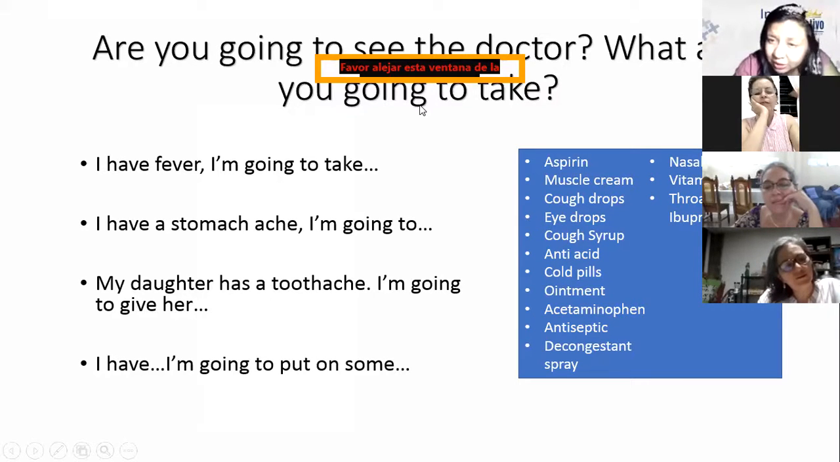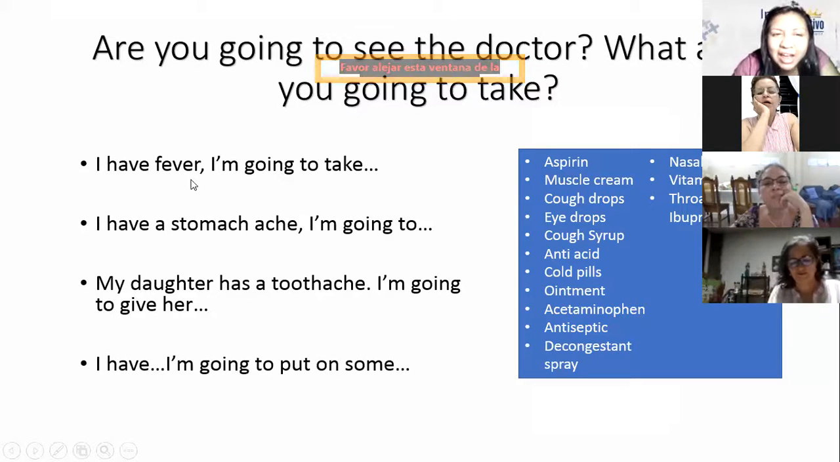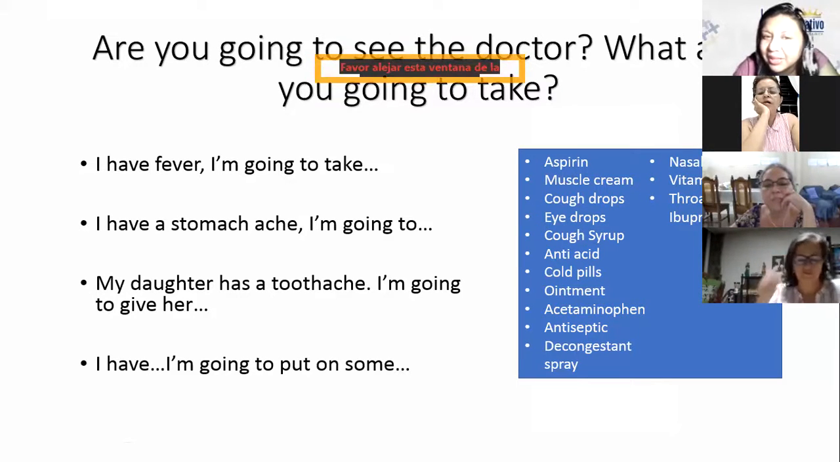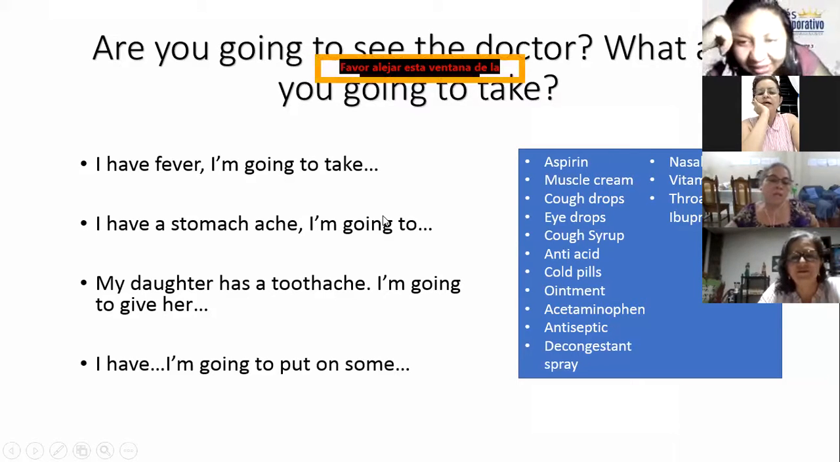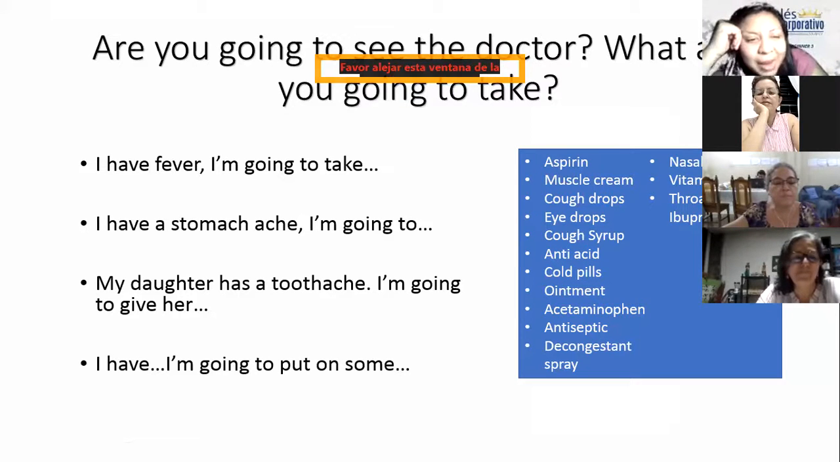So, when somebody has a health problem, you can ask the person, are you going to see the doctor? What are you going to take? Okay, if I have fever, I'm going to take aspirin or cold pills. Or aspirin. Acetaminophen. Okay, I have a stomachache. I'm going to take antacid. Okay. My daughter has a toothache. I'm going to give her ibuprofen.